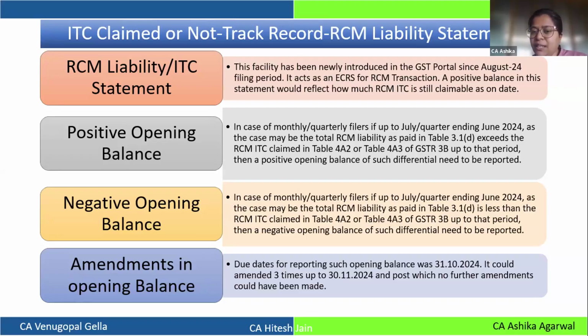So to maintain that track record, and obviously there are cases where people have missed out to claim the RCM ITC also, or it may also be a case of wrong reporting. Means it should be reported in table 4A3 RCM ITC. Instead of that, it has been reported in 4A5.